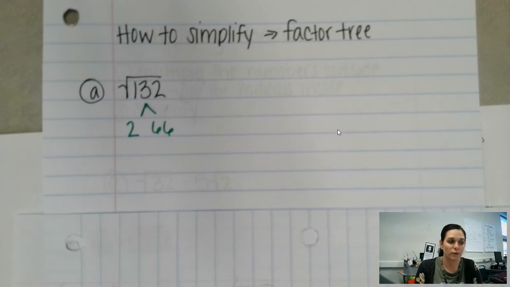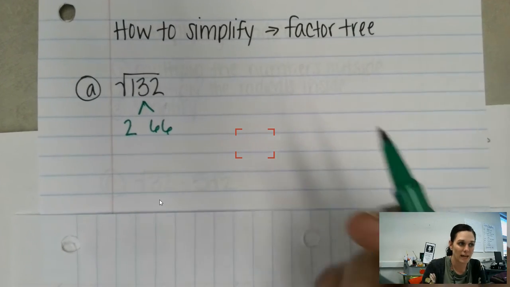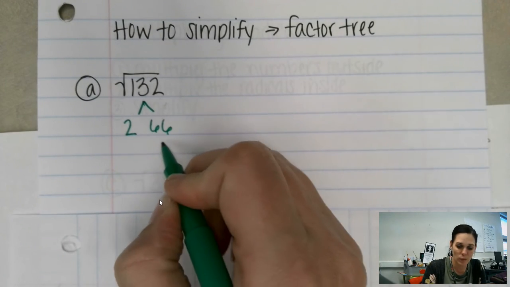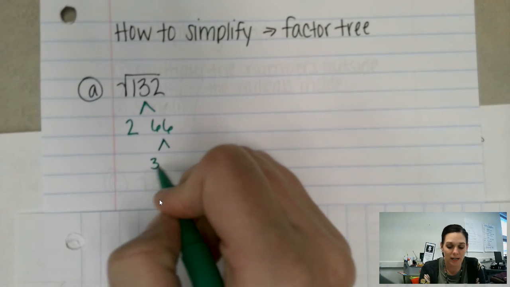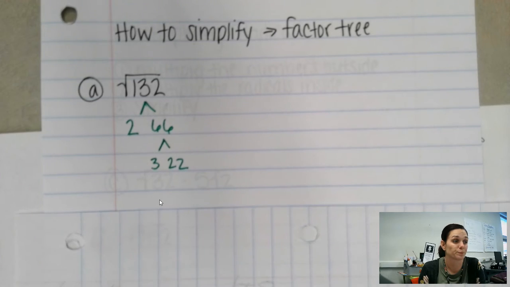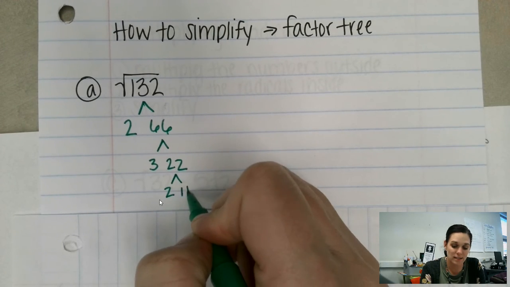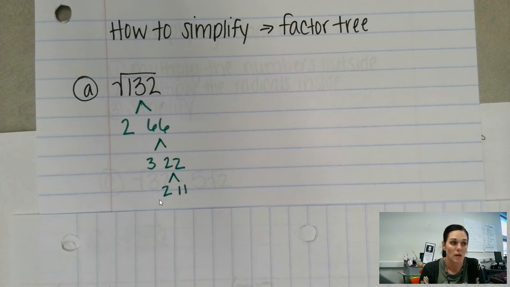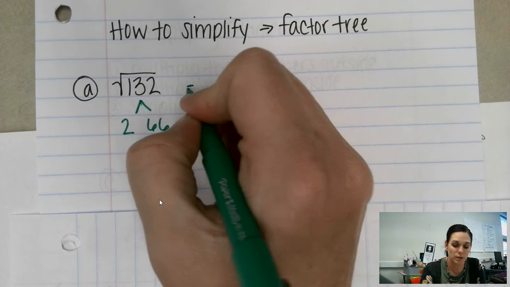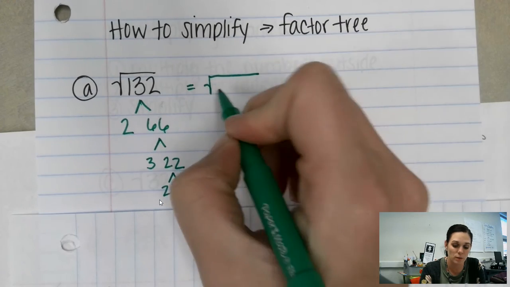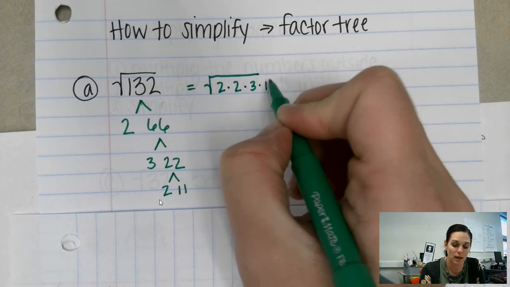All right, then I go from there, and I can say, well, 66, we have the number 3, and 22. From here, I can go, oh, okay, I have 2 and 11. So the numbers 2, 3, 2, and 11 make up 132. So the square root of 132 is the square root of 2 times 2 times 3 times 11.